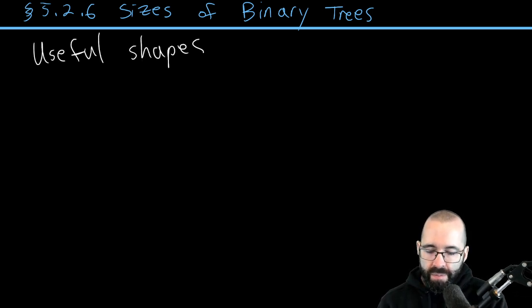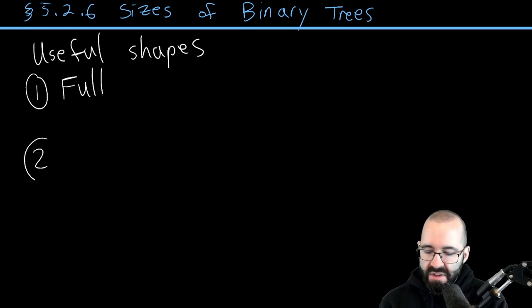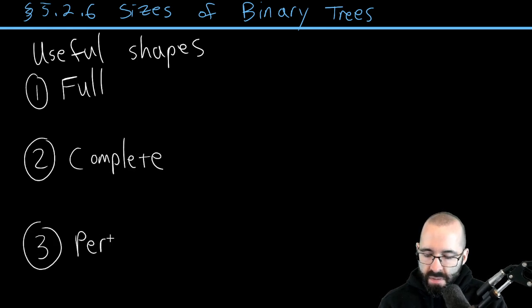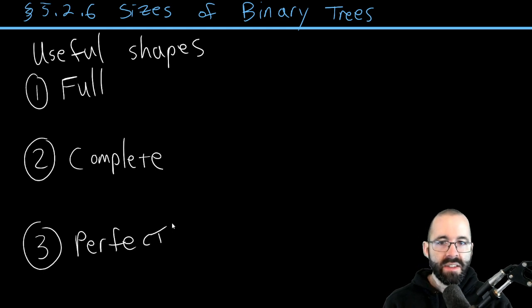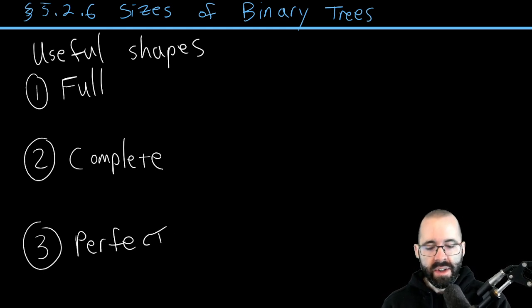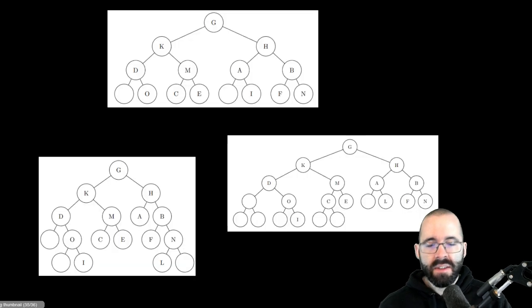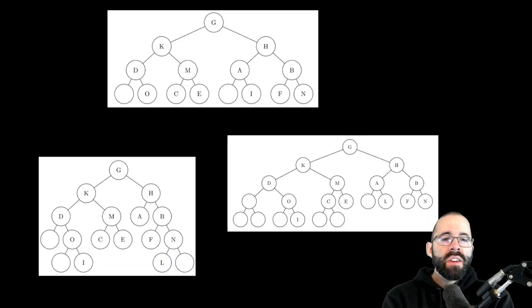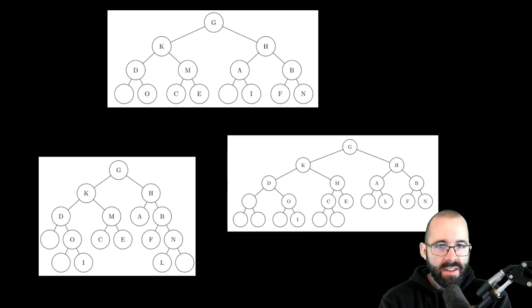Each one of these shapes: the first one is full. The second one is complete. And the last one is perfect. Each one of these requirements is kind of stronger than the one before. So I want you to look at these 3 trees, full, complete, and perfect, and try to identify which one you think is the perfect tree. If perfect is kind of the nicest requirement, which one of these would you say is perfect?